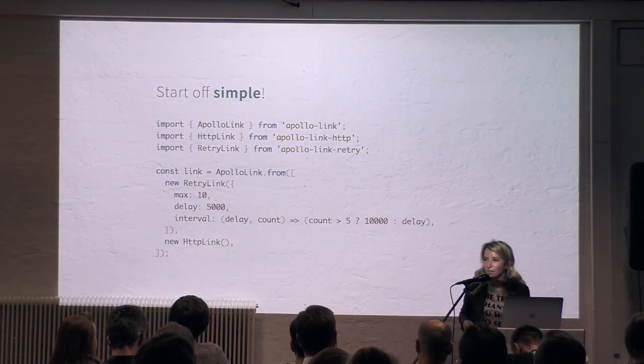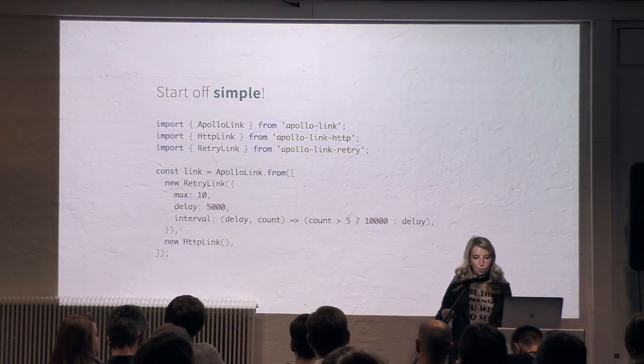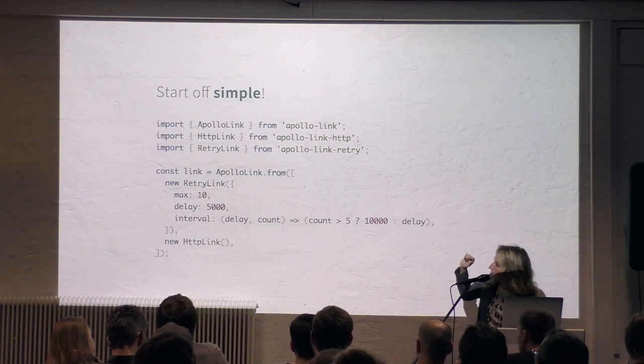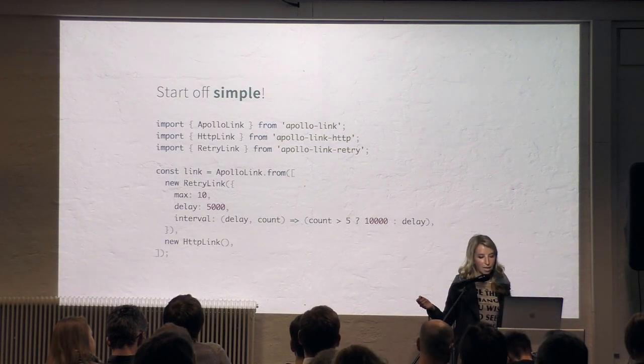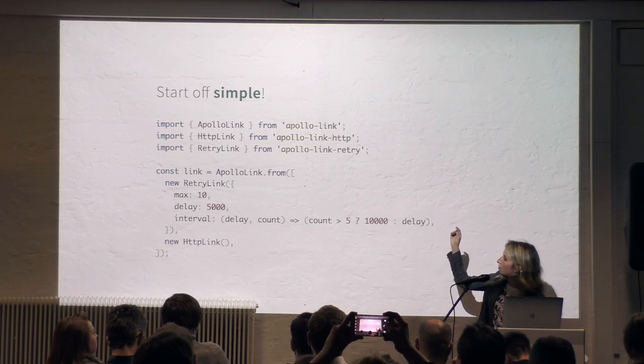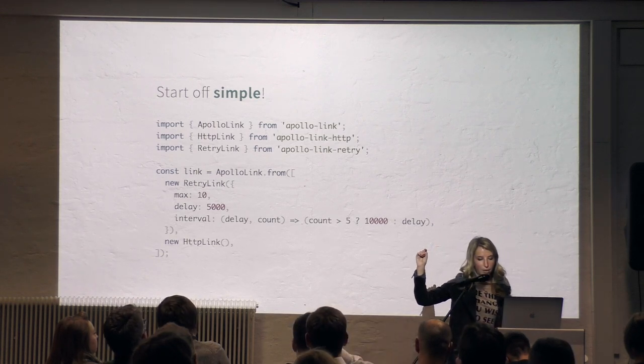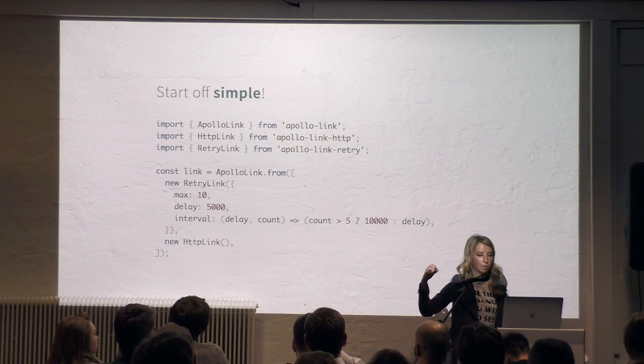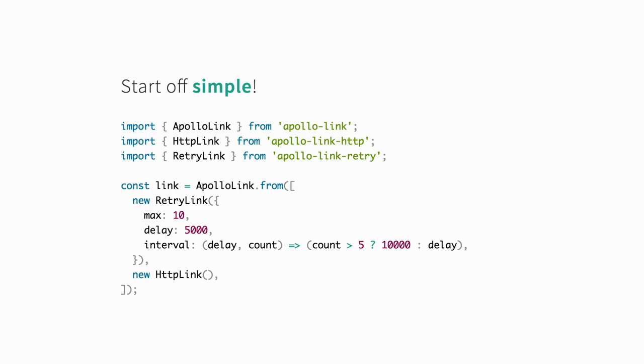So let's take a look at what this looks like. Here we're using the same HTTP link from before to retrieve our data. And now we're also using this from method on the Apollo link constructor. What that's doing is chaining it on to the HTTP link. So if the request happens to fail, we're going to retry it on an interval for a maximum of 10 times, and you can configure this however you like. And in order to chain them together, use this from method, and it takes an array of links.